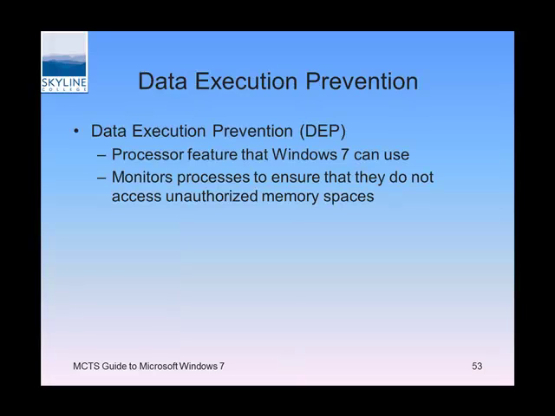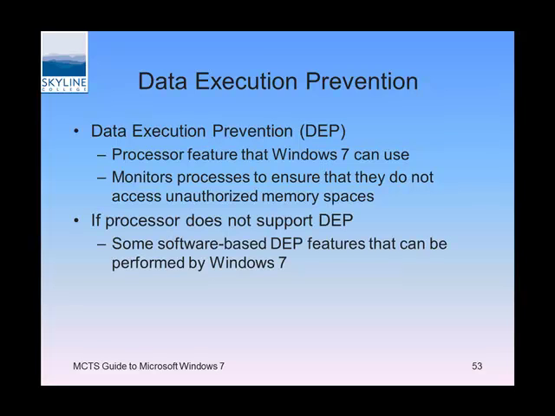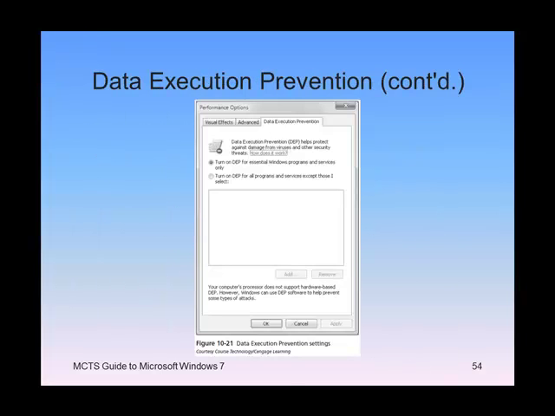Data execution prevention monitors the processes to ensure they don't access unauthorized memory spaces, and this is on by default. I think that the server's one and the Windows 7 is the other, and when it turns it on for the Windows processes. You can turn this on for everything or just for Windows. It's something that probably should be on, because this helps in the virus area, so that something is not able to get into the operating system memory areas when we do those things.